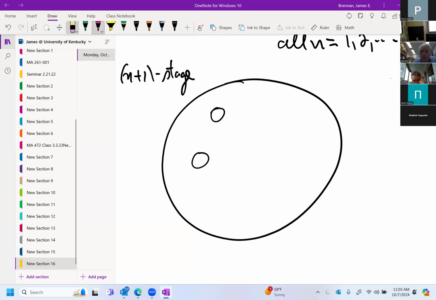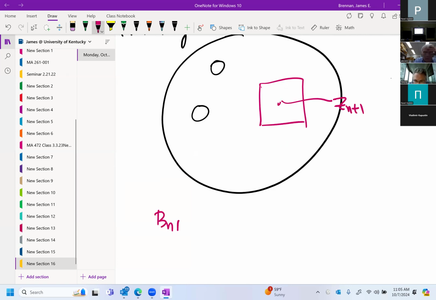So I'm gonna pick a point. This will be Z_{n+1}. Now this is a disk here, this square. So B_{n+1}, a closed square, is going to be a closed square centered at Z_{n+1} with radius rho_{n+1}. Okay. And I want this to be contained in Omega_n, the previous thing.